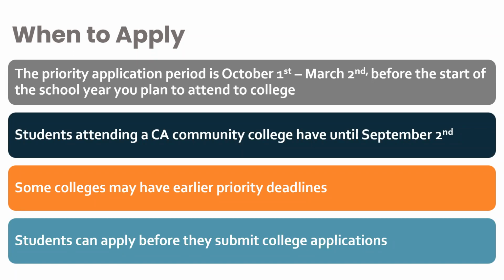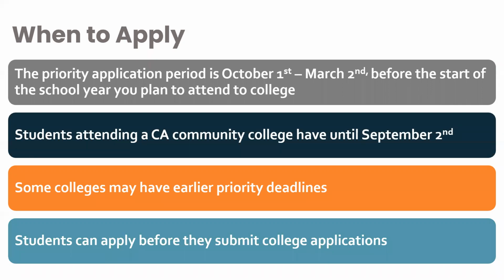Students can apply after that deadline, but in order to qualify for the maximum aid possible, we encourage that they fill it out by March 2nd. As an update, students attending California community colleges actually have until September 2nd now to apply. Before, that used to be just for our foster youth, but now that's been expanded to all students planning on attending a California community college. So they do have some extra time if they need it.